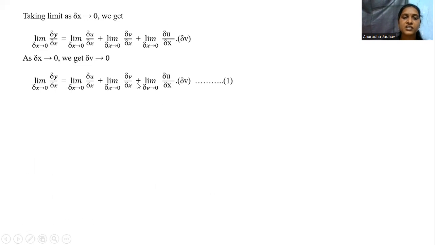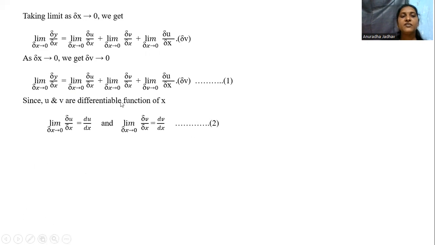Therefore the limit as delta x tends to 0, delta y upon delta x, write down both the functions. Here limit as delta x tends to 0 is replaced by delta v tends to 0. Since u and v are the differentiable functions of x, then we can write the derivative of this function is represented by du upon dx and derivative of that function is represented by dv upon dx.